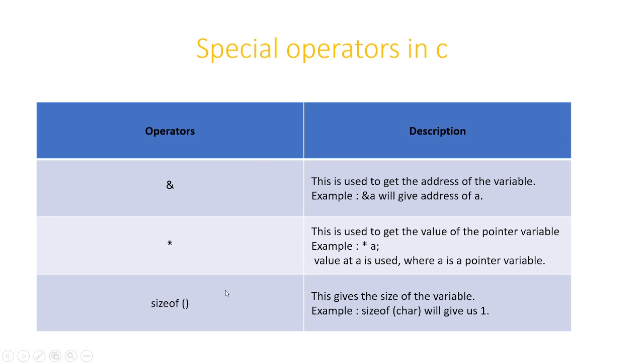So even these three are unary operators. Why? Because we use only one operand along with these operators. This is address of A. This representation is value at A. And here also we have used only one operand, that is, the operand we use is a variable or a data type.